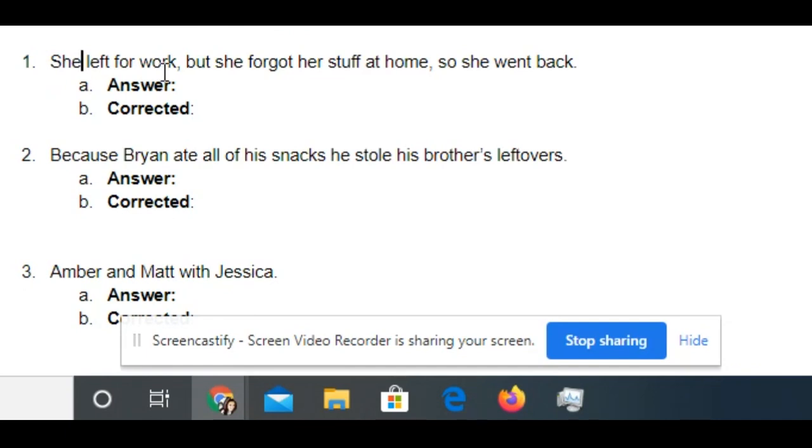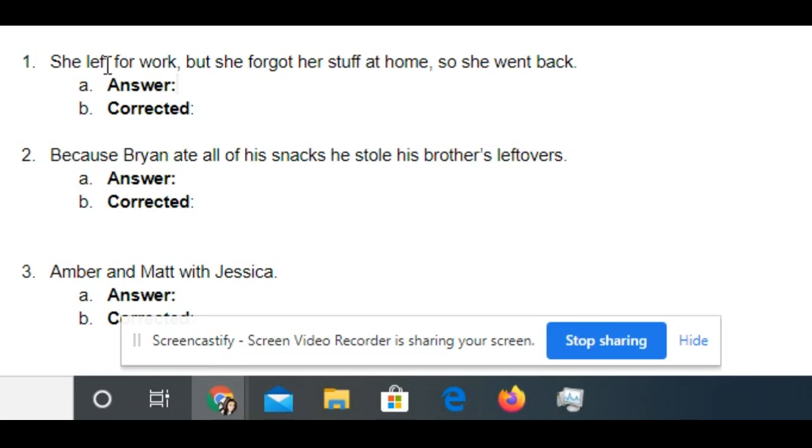She left for work, but she forgot all her stuff at home, so she went back. Well, first thing I'm going to do is I've got to figure out if it's a run-on or a fragment. To me, this is looking a little too wordy to be a fragment. So now that I've decided it's probably a run-on, I've got to figure out how many complete thoughts are in it because that's going to affect how I rewrite it. She left for work, comma, but she forgot her stuff at home, comma, so she went back. Okay. So I've got at least 2 commas. So I'm already thinking, looking a little dicey.